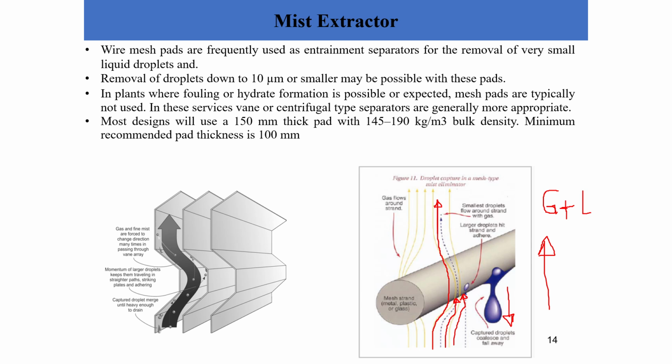But is the mist extractor always used? Not always. In plants where you have the risk of fouling or hydrate formation, most of the time you will avoid using the mesh or the mist extractor. It's not practical. You will use instead what we call the centrifugal type separators.